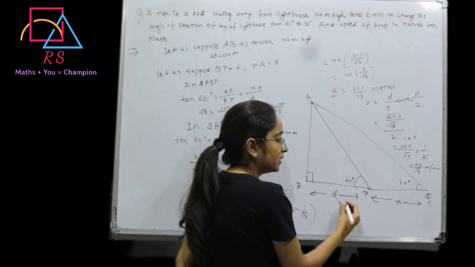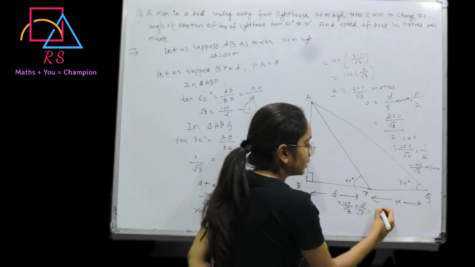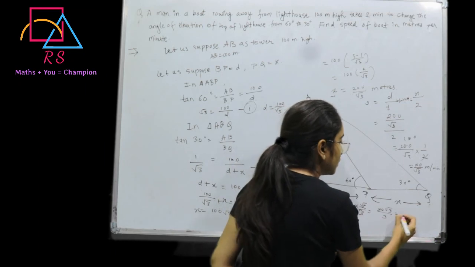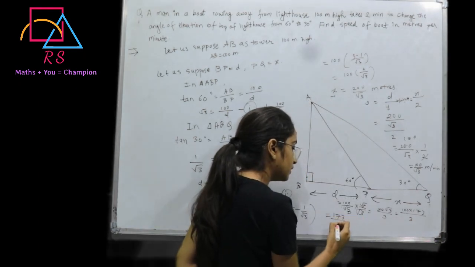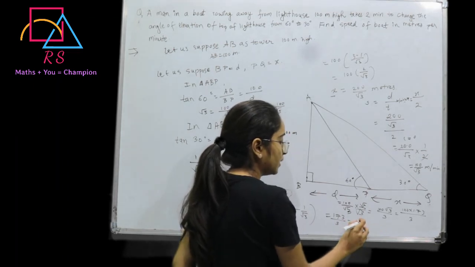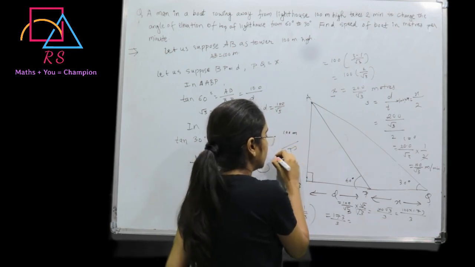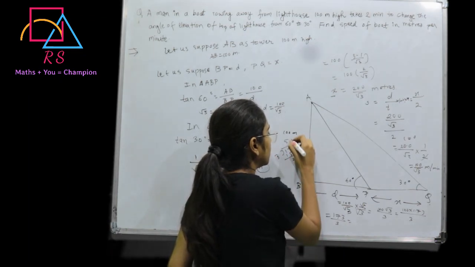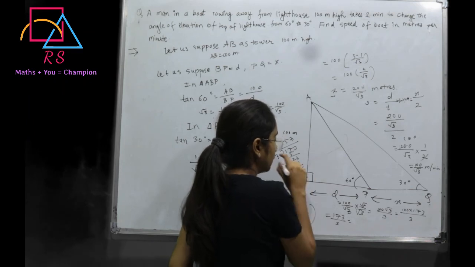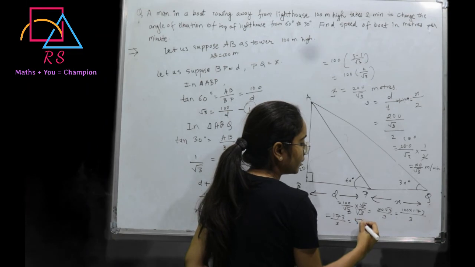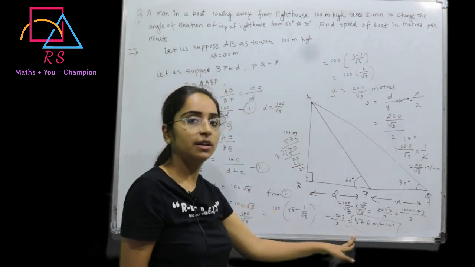I can further also simplify it as 100 upon root 3. If I rationalize, root 3 into root 3, I will get 100 root 3 upon 3, which is 100 into 1.73 upon 3, which is 173 upon 3, which comes as, if I divide 173 divided by 3, 57.6 almost, it comes as 57.6 meters per minute is the final result, which is the speed of boat in meters per minute. This is the final result.